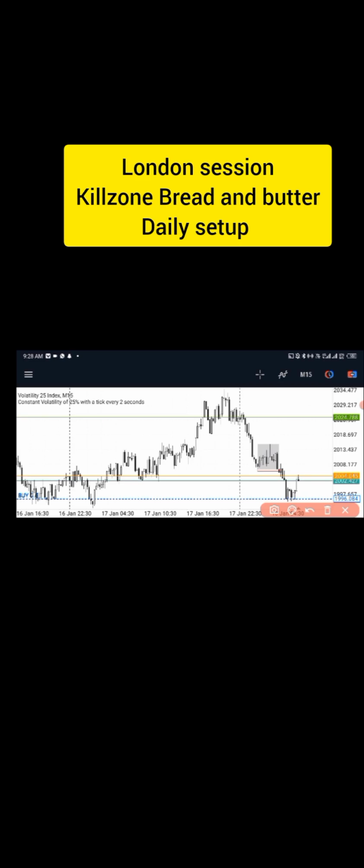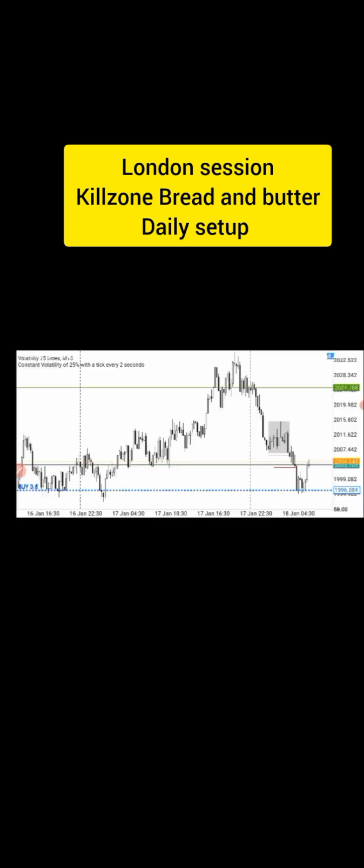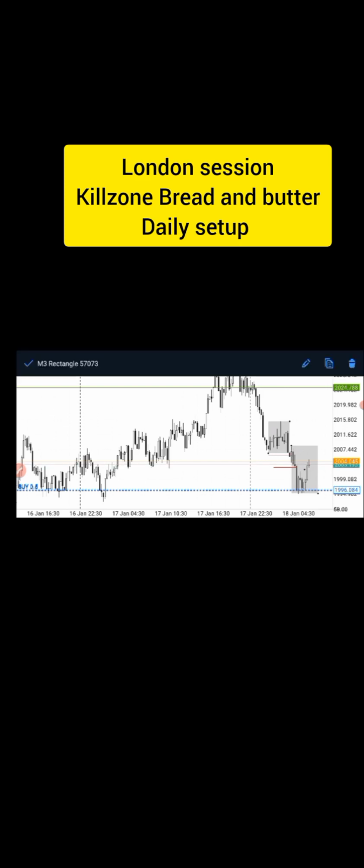How do I measure that? I just bring this down and I have my rectangle, from here to here. The moment I've taken that, don't forget that this is my range. Let me just delete this.